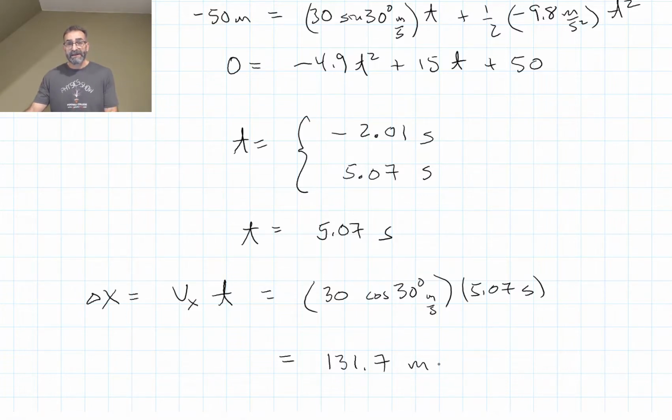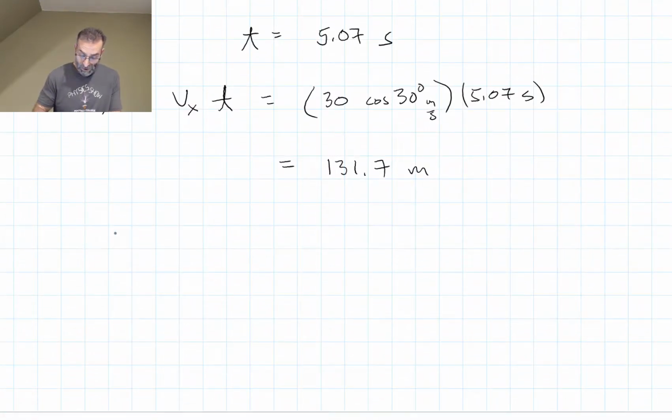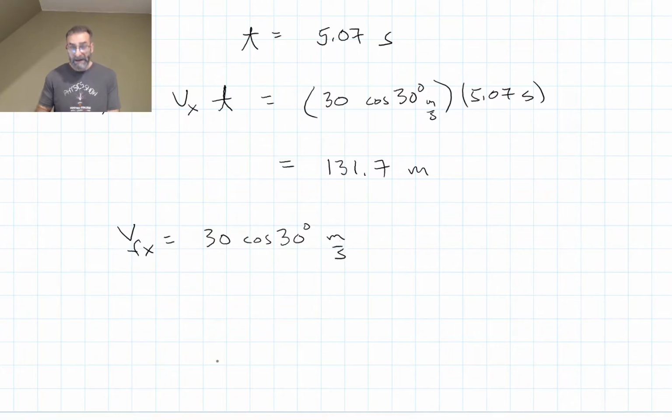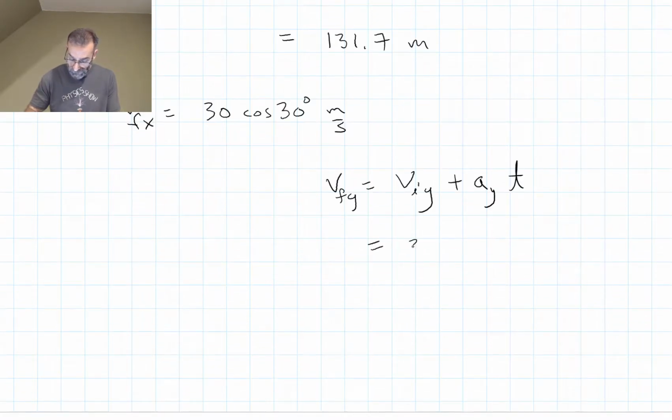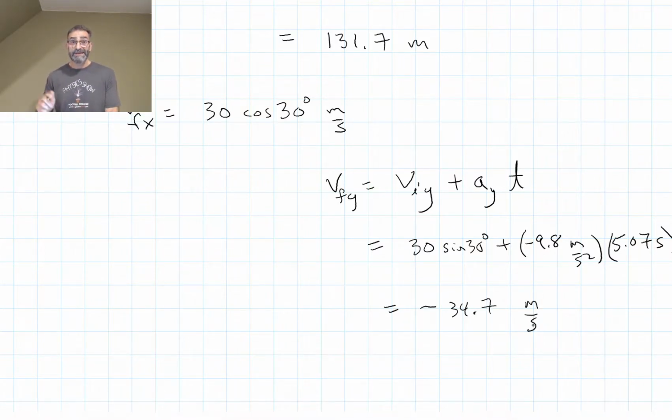Finding v final, we can go ahead and do the same way. We already know the x component. Now we can find v final in the y direction. I got negative 34.7 meters per second, which is good because I know it has to be going down the instant before it hits the ground, and that's my negative direction.